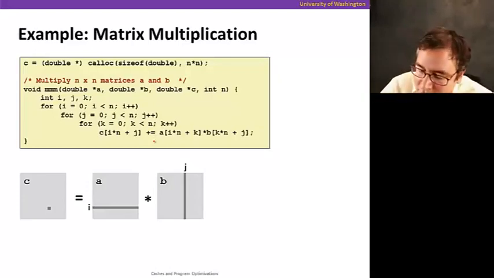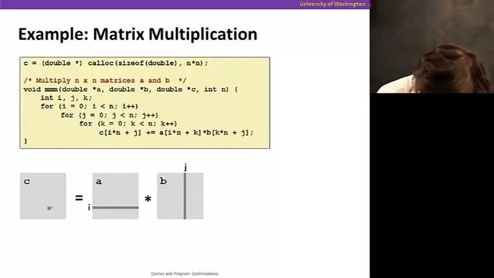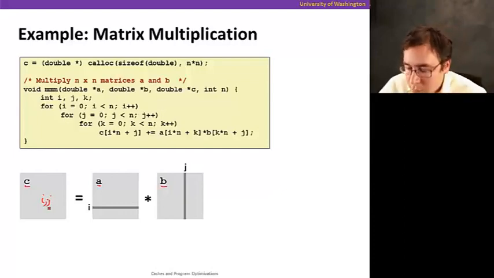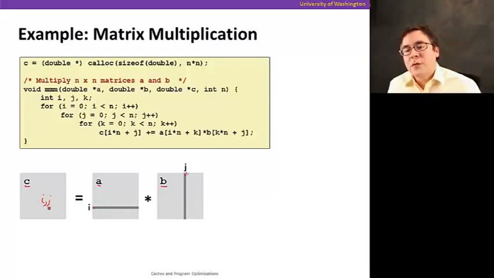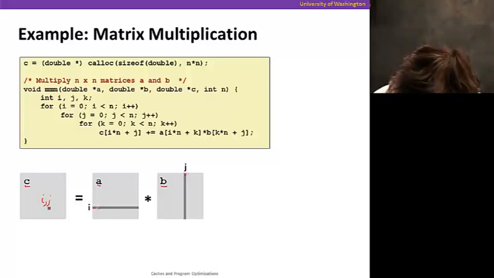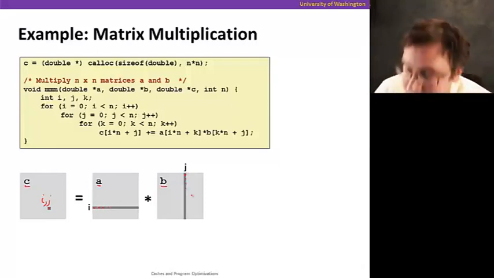In matrix multiplication, what happens is the following. Suppose that I have a matrix C that receives the multiplication of matrix A and matrix B. This element of C, element I, J, equals the first element of the ith row of A multiplied by the first element of column J in matrix B, plus this one times this one, plus this one times this one, and so on.